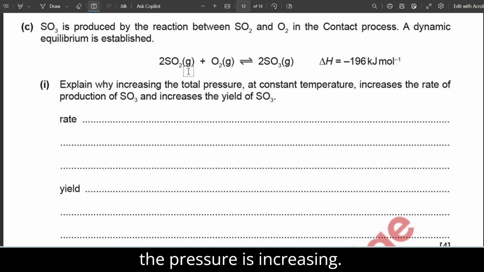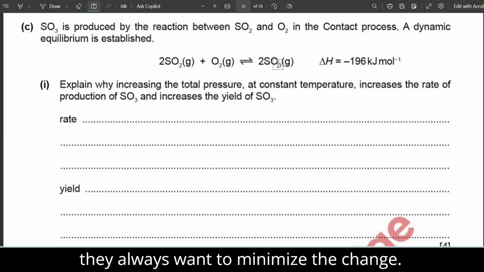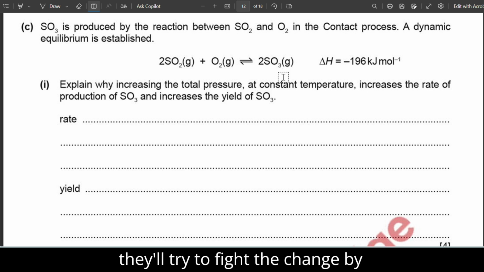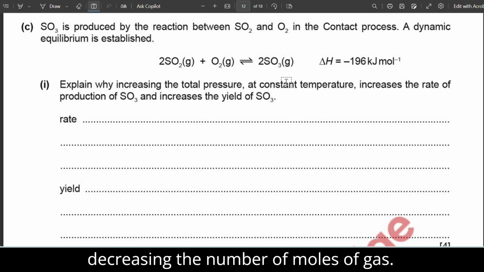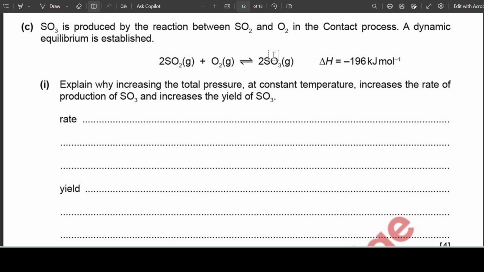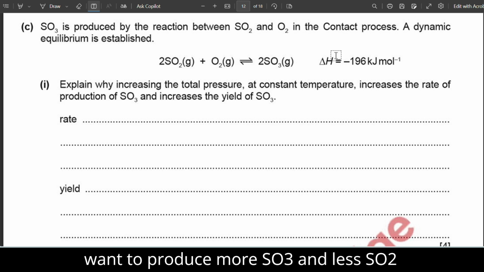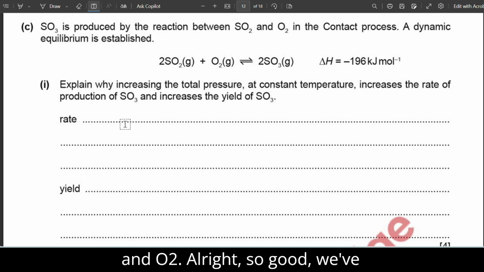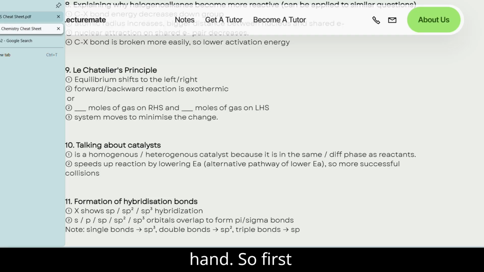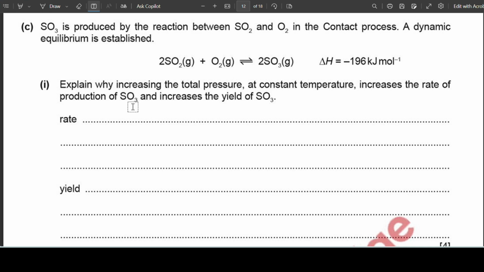Okay, so basically the pressure is increasing. As you know with Le Chatelier's principle, the system always wants to minimize the change. So when they increase the pressure, it will try to fight the change by decreasing the number of moles of gas. And we can see here that clearly there are more moles of gas on the left hand side. So basically you want to produce more SO3 and less SO2 and O2. Alright, so good, we've more or less got our facts on hand. So first we have to determine, does it shift to the left or shift to the right?